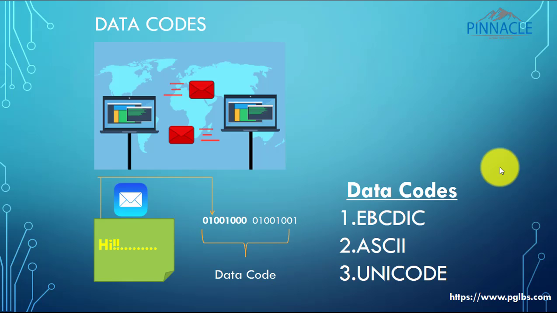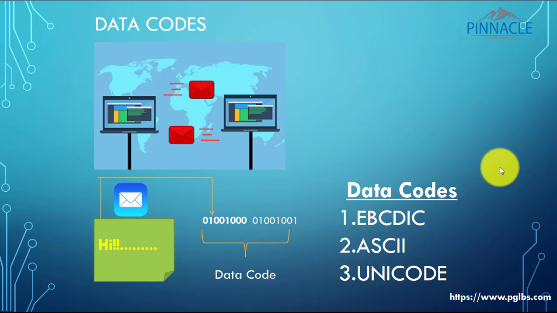Now that you have understood what analog data, digital data, analog signals and digital signals are, we shall try and understand what you mean by a data code. What exactly do you mean by a data code? To understand this, we shall take an example of a simple illustration of how two computers communicate with each other via email messages.